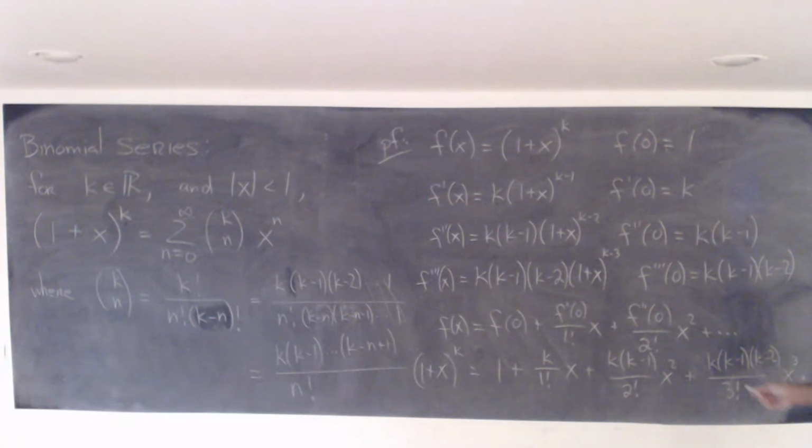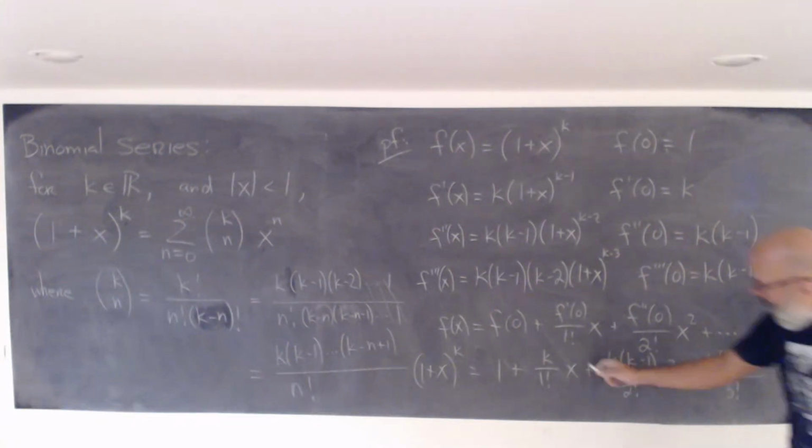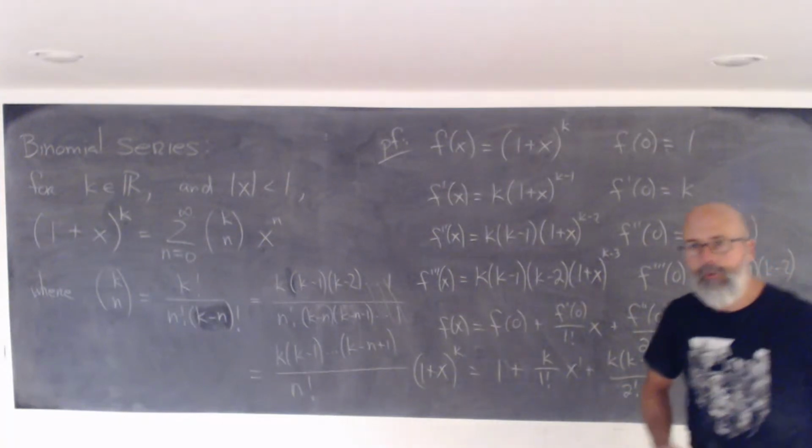And you see the pattern here, right? It's k, k minus 1, k minus 2, all the way till 1 less than the power. This is x cubed, you stop at 2. X squared, you stop at 1. X to the 1, you stop at 0.